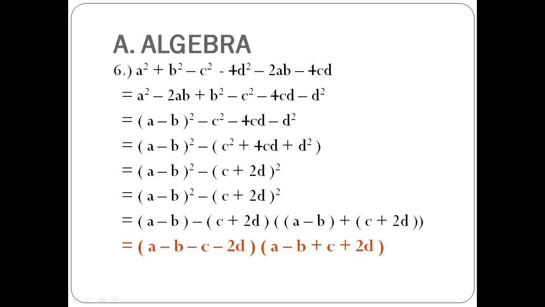Next given is a squared plus b squared minus c squared minus 4d squared minus 2ab minus 4cd. So the first step is to factor the expression of the a squared minus 2ab plus b squared is equal to a minus b squared. After you factor the expression, we need to factor out the negative sign from the expression. Next is use the a squared plus 2ab plus b squared is equal to a plus b squared to factor the expression.